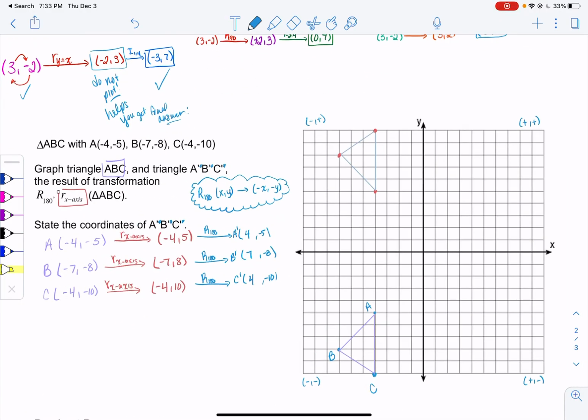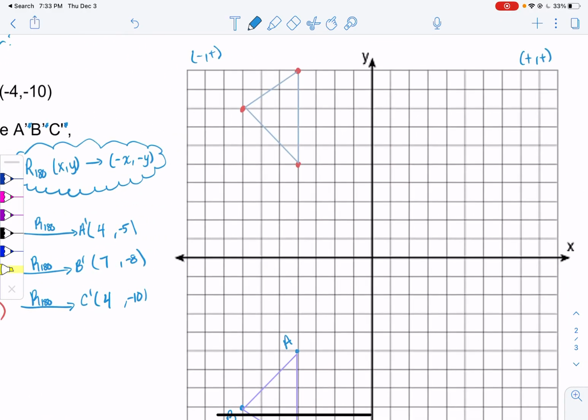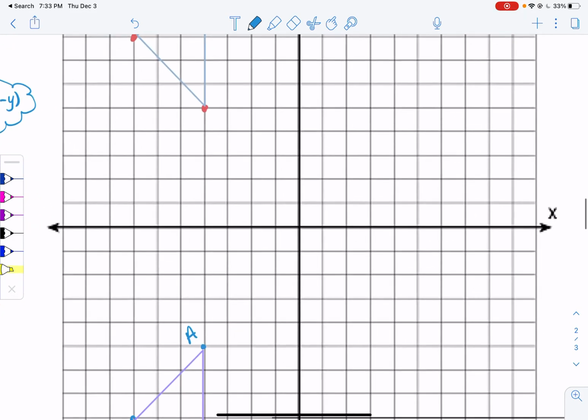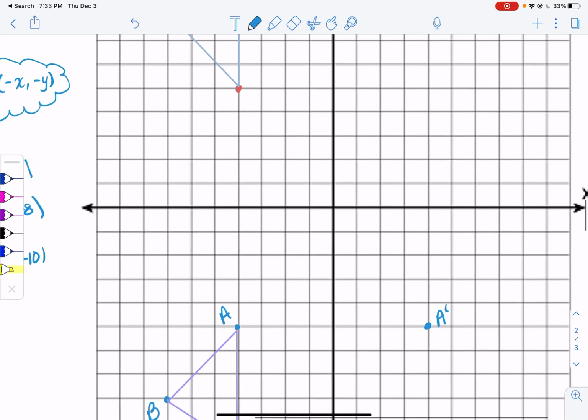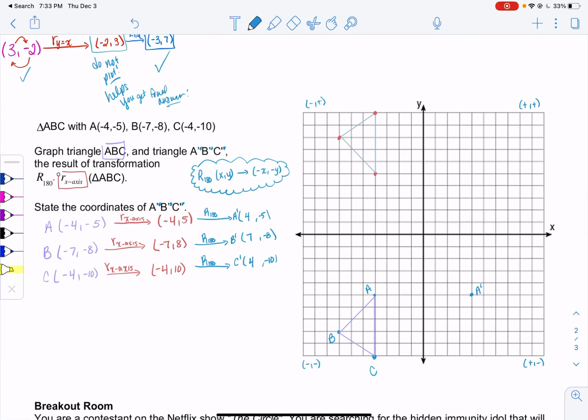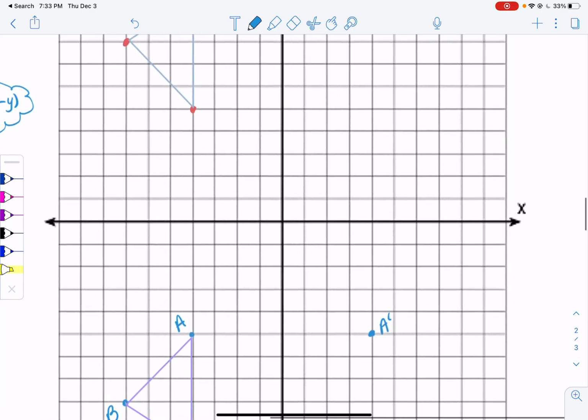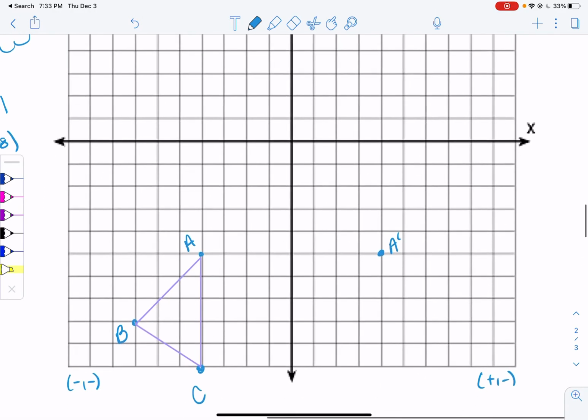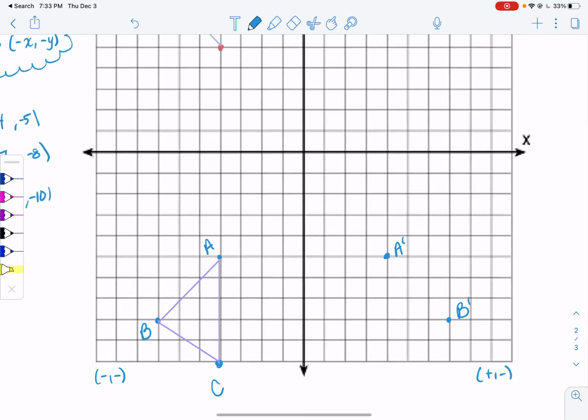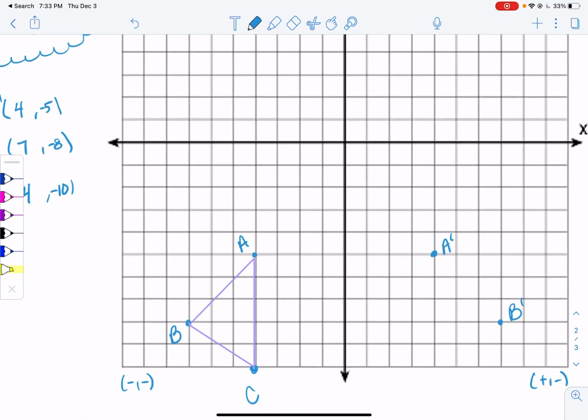So we're going to label these points. So A prime is 4, negative 5. So I'm going to go out 4, down 5. So 1, 2, 3, 4. 1, 2, 3, 4, 5. Then I'm going to go out 7, down 8. That's B prime. So 1, 2, 3, 4, 7, down 8. And then C prime is 4, negative 10.